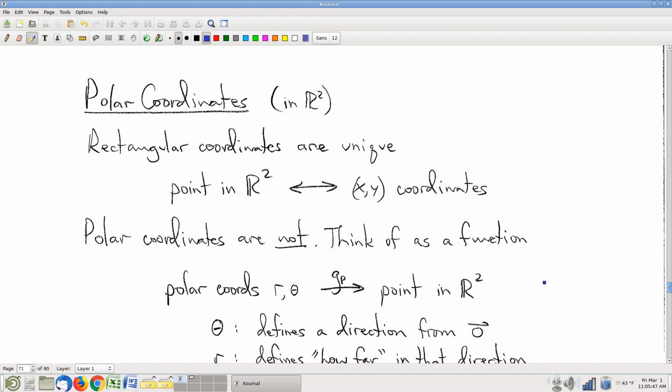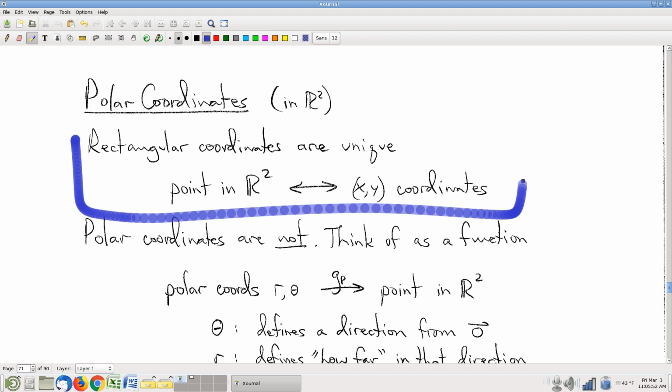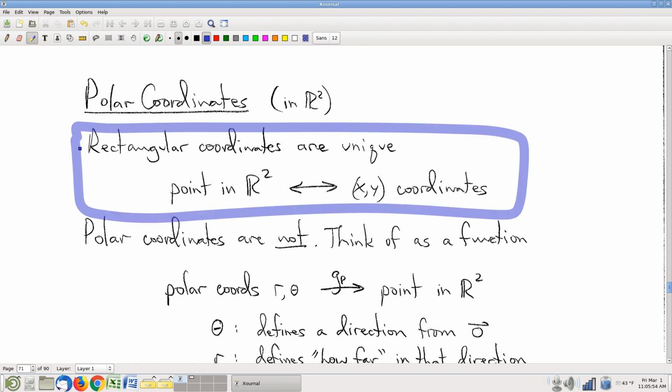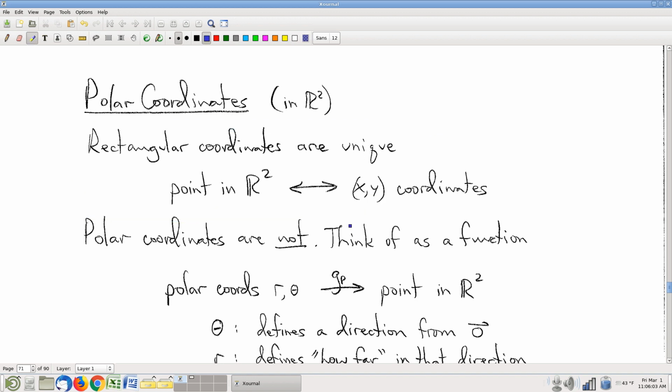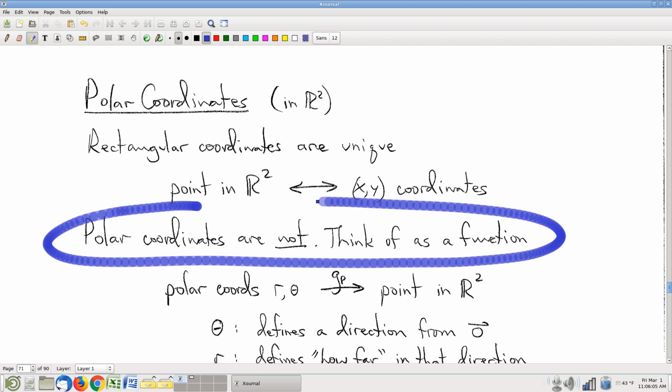So here we go. Polar coordinates. Rectangular coordinates, you will recall, is a way of describing where a point is in the plane. Now, you understand what x and y coordinates are. This goes way back. This is a middle school concept, right? So, ancient history.